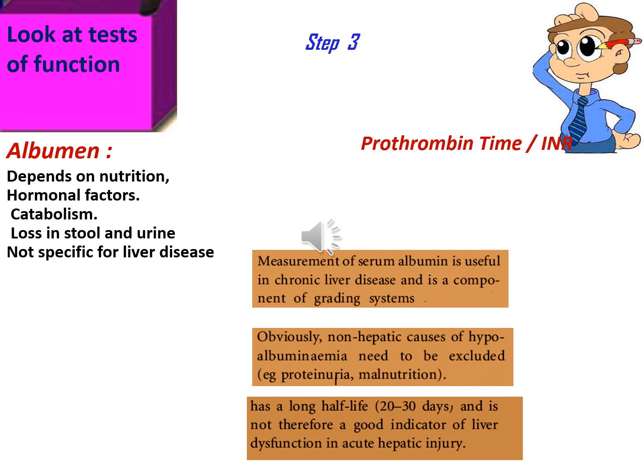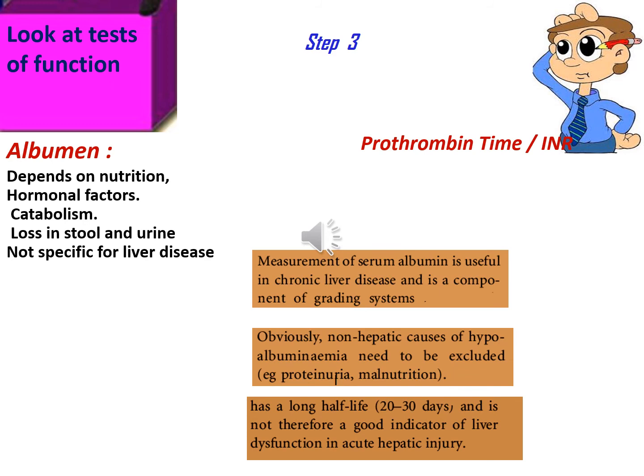The other thing is it has a long half-life, so measurement of serum albumin is useful in chronic liver disease and is a component of grading systems. Obviously, non-hepatic causes of hypoalbuminemia need to be excluded, like proteinuria and malnutrition. Because it has a long half-life of 3 to 4 weeks, it is not a good indicator of liver dysfunction in acute hepatic injury.